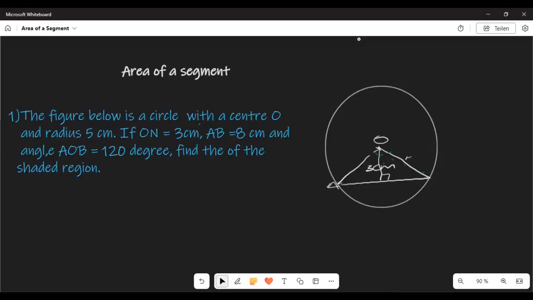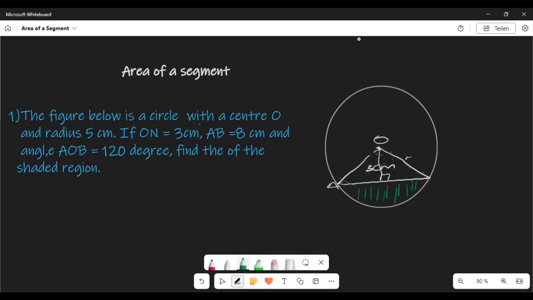In this video, we're going to look at the area of a segment. The segment is actually this part here. Sorry, I normally have some problem with my pen. So, the segment is this part here, that's what they're asking you.